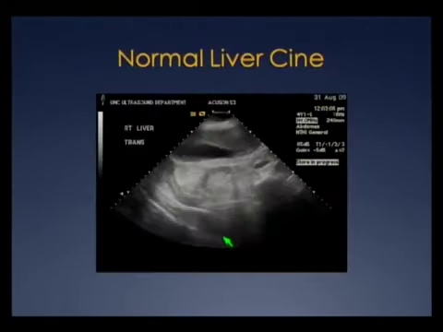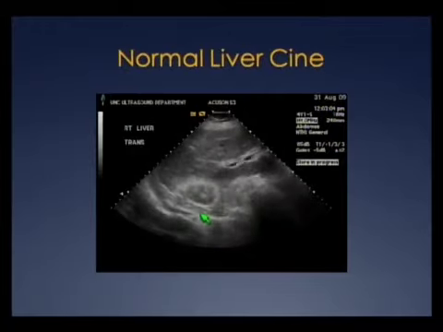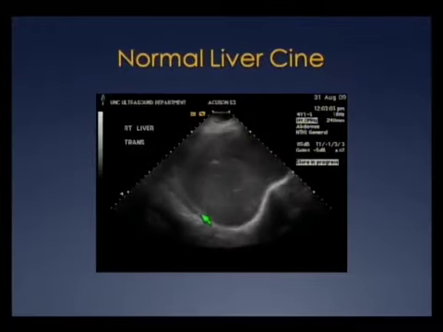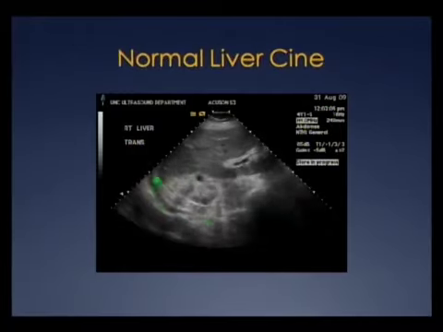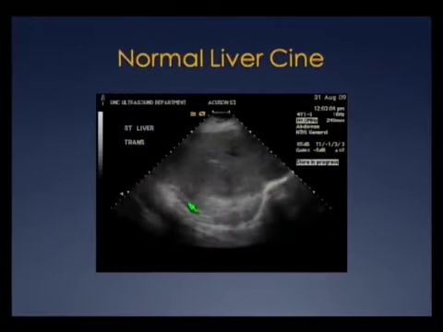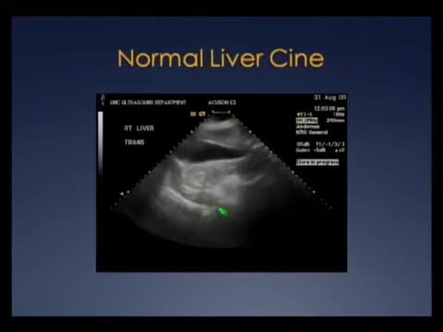Now I'm showing you this liver cine image because I think it's very important to incorporate cine images into all of your ultrasound protocols. Many times we see findings on the cine clips that the technologist or ourselves may not have picked up on the static images.